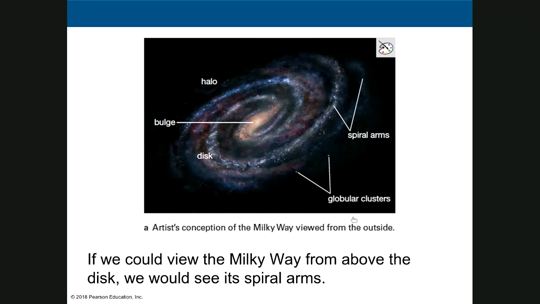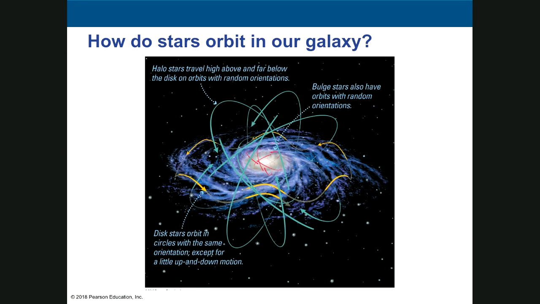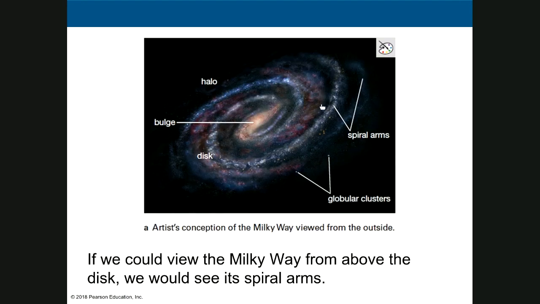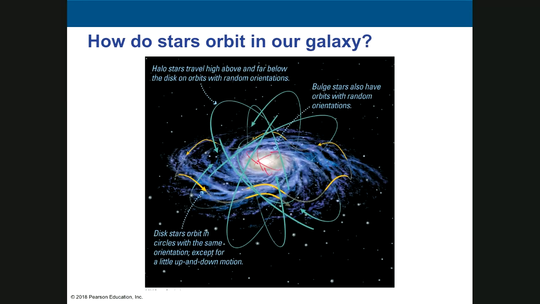The halo is a little different, though. The halo actually has a lot of the older low-mass stars, and we'll talk about that in a minute. Because the center of mass is not at the center of the galaxy, there's a lot of weird orbits. In the halo, which are these big giant blue orbits, and in the bulge, the orbits are pretty random and they go sort of all over the place.